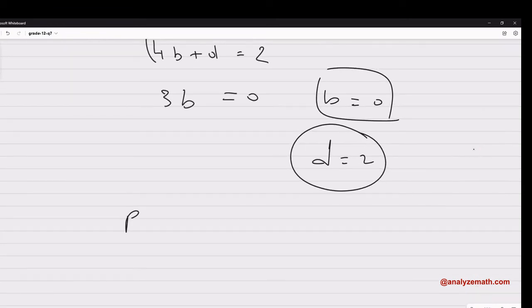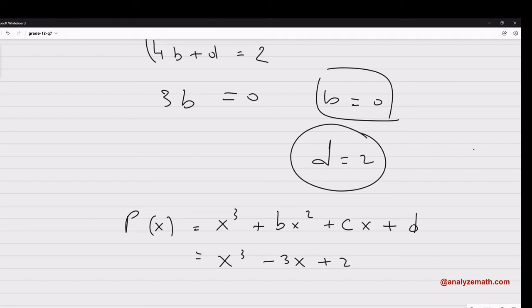Remember our polynomial is P of x. P of x equal x cubed plus bx squared plus cx plus d. We substitute b, c, d. b we said equal to 0, so this term will go. c equal minus 3 and d equal to 2. This is the polynomial we're looking for.